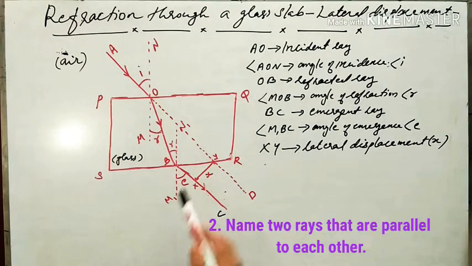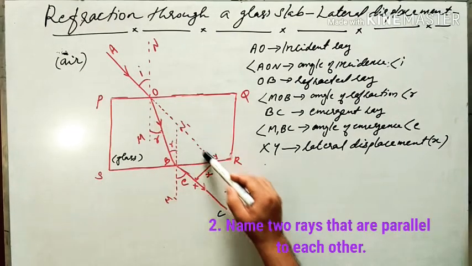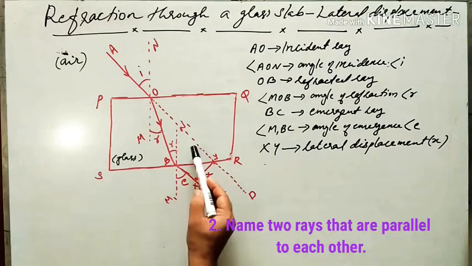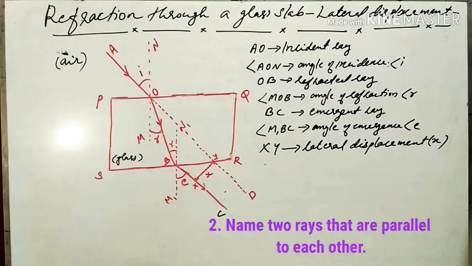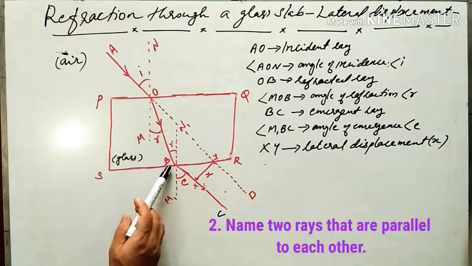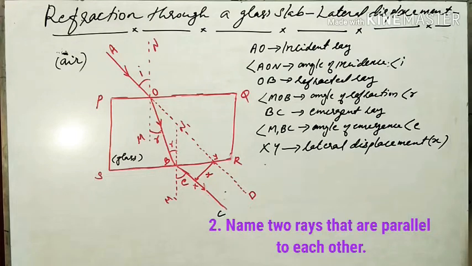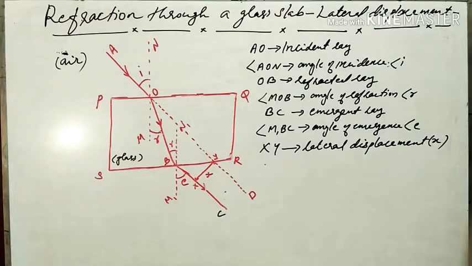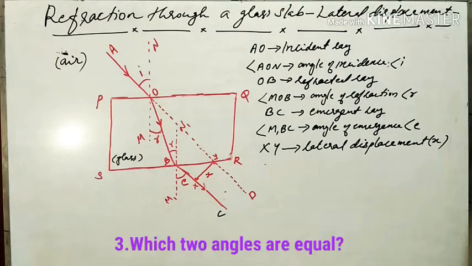Though the incident ray and emergent ray are not following the same straight line path, the ray is being deviated from its original path. It has changed its direction from the original path. So both are in the same direction, though they are not following the same straight line path. So I can say that the incident ray AO and the emergent ray must be parallel to each other. So angle of incidence must be equal to angle of emergence. So one of the important points you must remember here.